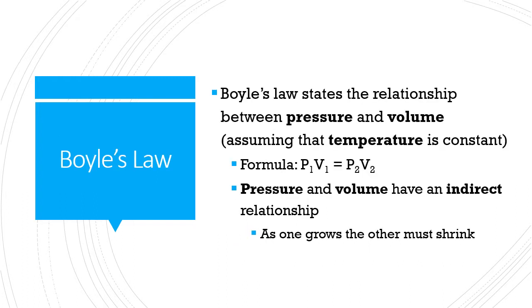Let us look at our first gas law, Boyle's law. Boyle's law is about the relationship between pressure and volume. In Boyle's law, we are assuming that temperature will remain constant through the change to a sample. The formula for this law is that P1 times V1 equals P2 times V2. Basically, the product of the volume and the pressure before a change occurs must be the same as the product afterwards. Pressure and volume have an inverse or indirect relationship. As one gets bigger, the other must get smaller.